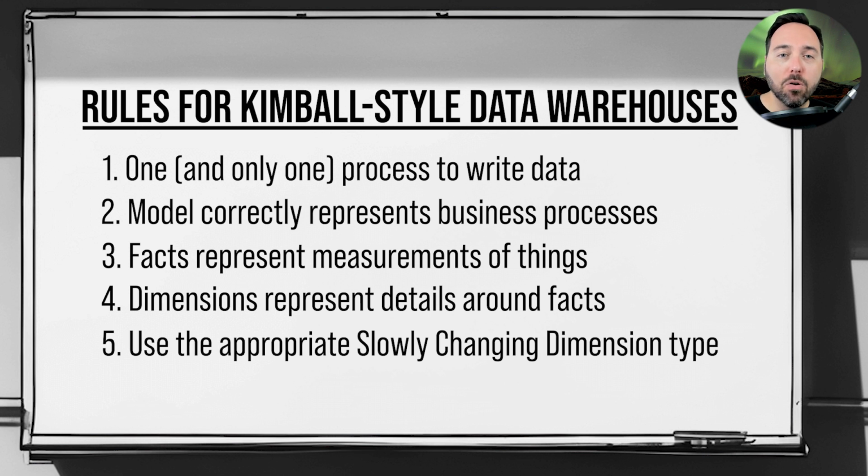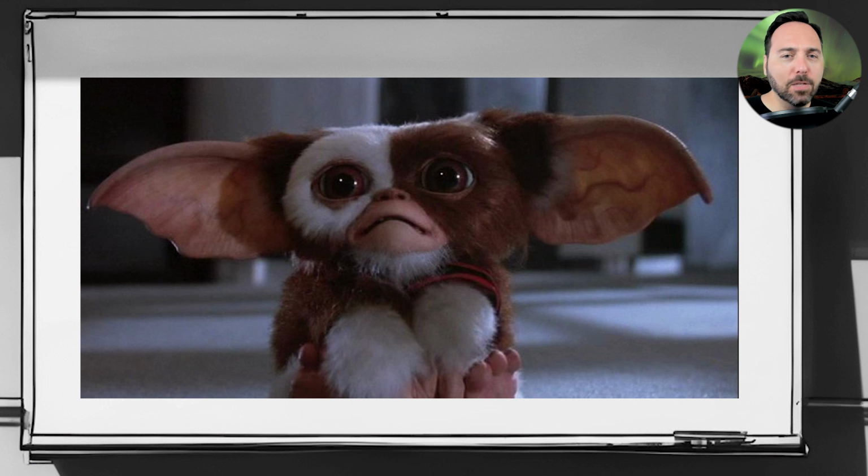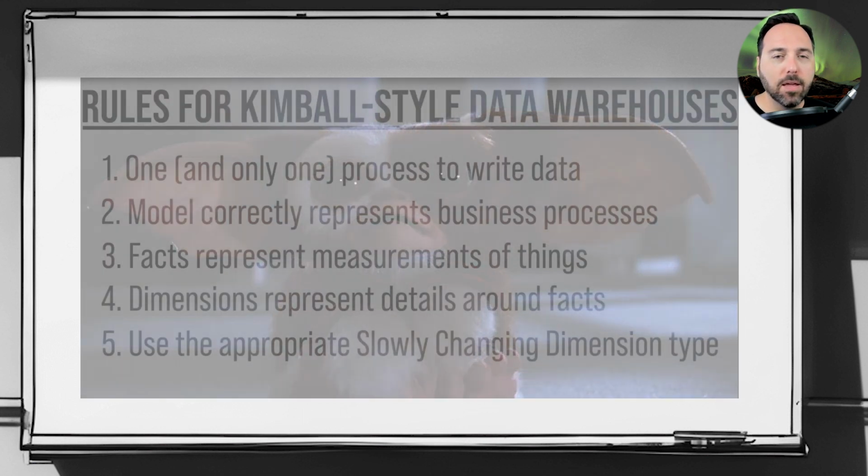And finally, we use the appropriate slowly changing dimension type for each dimension. If you follow all of these rules, then your data warehouse can be successful. If you don't follow these rules, well, maybe it's best not to keep a data warehouse as a pet in that case. The next topic is overnormalization.